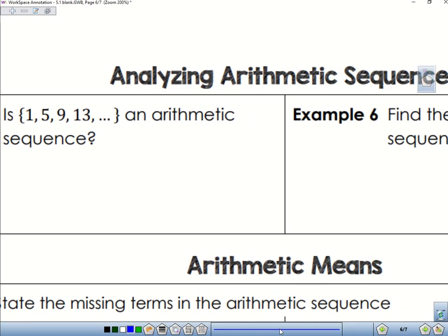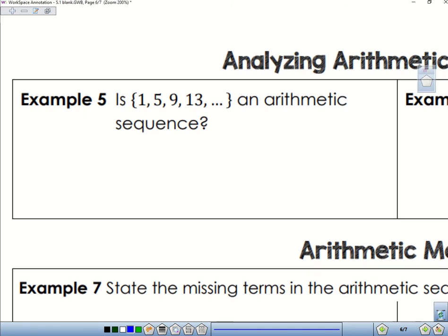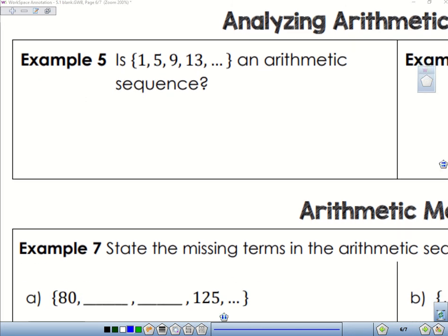We're going to do some analyzing arithmetic sequences. So we want to determine if these are arithmetic sequences. The way you do this is check and see if there's something adding or subtracting each time that's consistent. So would you guys say example 5 is an arithmetic sequence? So far, yes. And we can say that because d is equal to 4, because we have a common difference that's consistent among the numbers. Any questions about that?